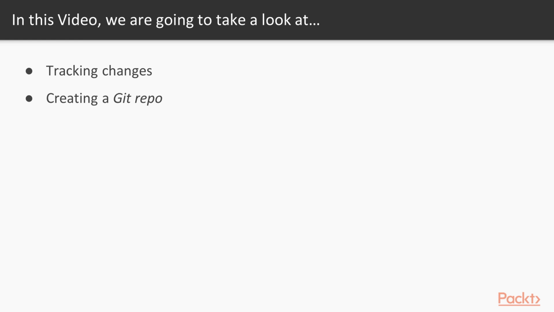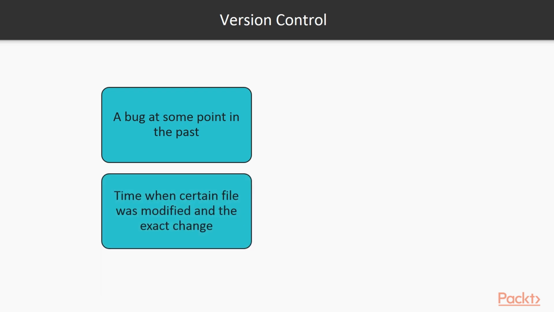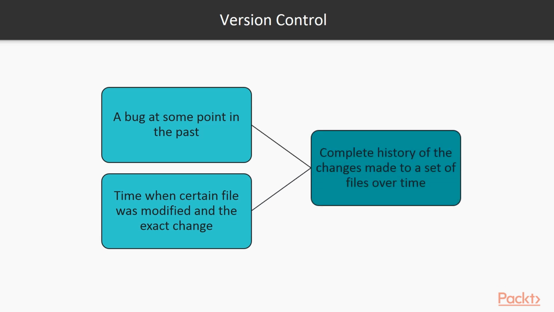In this video, we're going to take a look at tracking changes and creating a Git repo. We begin with a gentle introduction. There might be times when you realize that you introduced a bug at some point in the past, and you need to examine exactly when a certain file was modified and exactly what the change was. A version control system lets you do that by keeping a complete history of the changes you've made to a set of files over time.